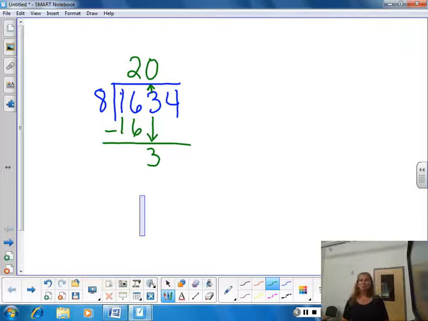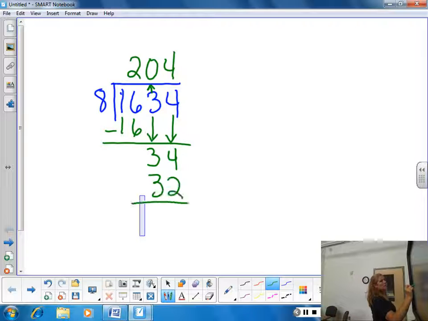Big mistake people make is to leave those zeros out. They bring down the 3, it doesn't go, so they just immediately bring the 4 down. If you bring a number down, you have to put a number up. It's like a balance. You've got to do the same on top and bottom. Now I'm going to bring down the next number, 34. And 8 goes into 34 4 times, because 8 times 4 is 32. But 8 times 5 is 40, so 5 is too much, 4 is better. So I have 4 times 8, which is 32, and then I subtract.